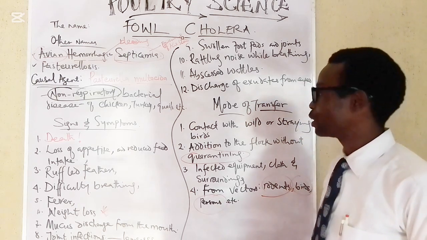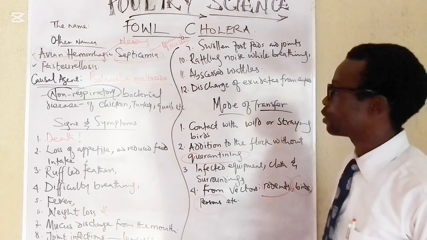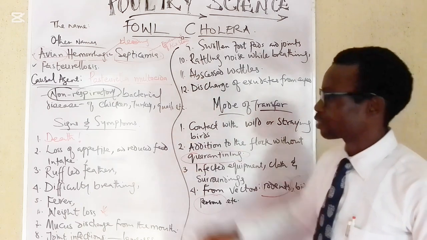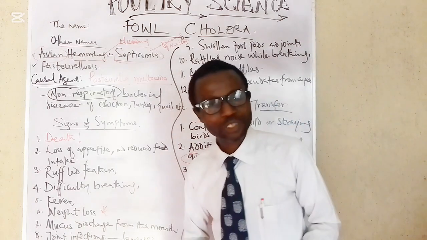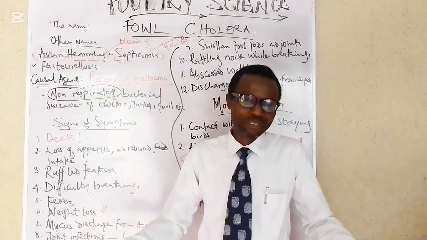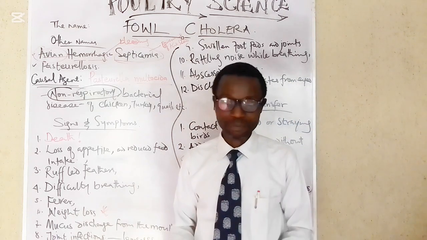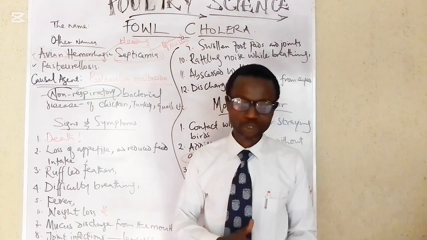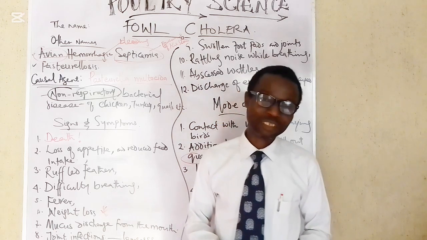And so we have it today. Fowl cholera, we talked about all these things. Now stay tuned in the next class to see what happens when it occurs in the farm. How do you treat them? And what do you do to prevent them? We'll see in the next class.